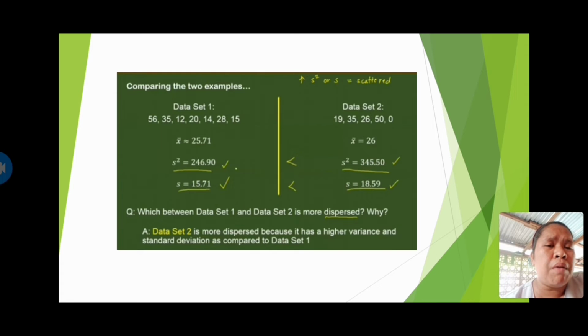Comparing these two, we came to the conclusion that data set 2 is more dispersed because it has a higher variance and standard deviation as compared to data set 1. So mas mataas yung data set 2 compared to data set 1, yung value ng variance at saka standard deviation.